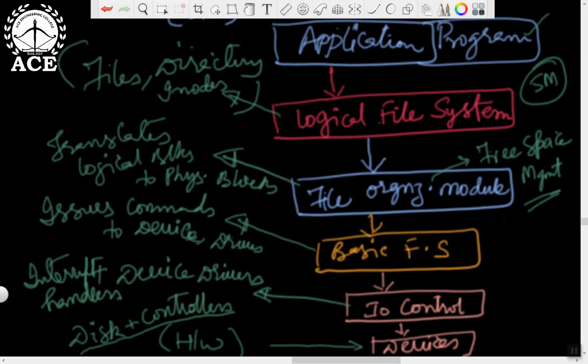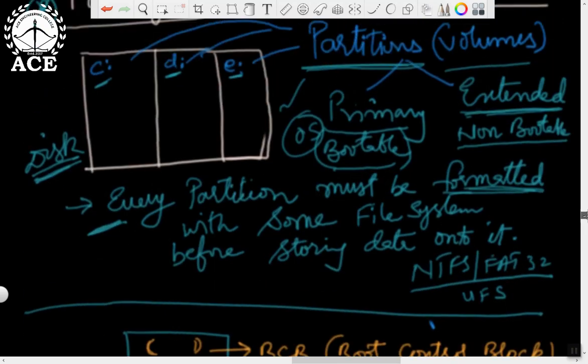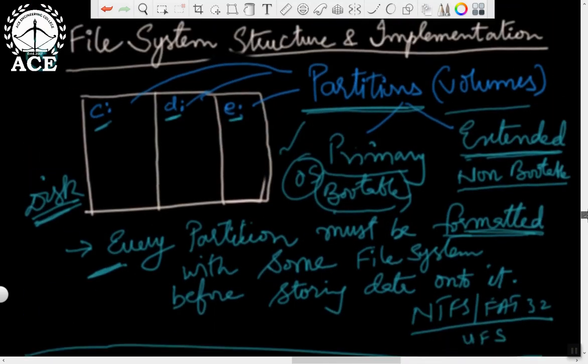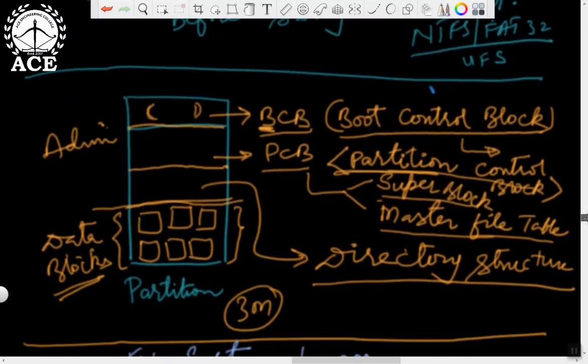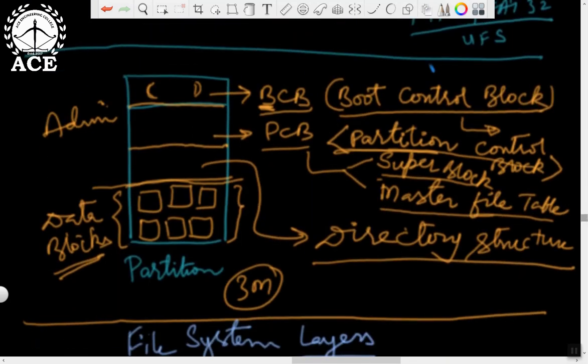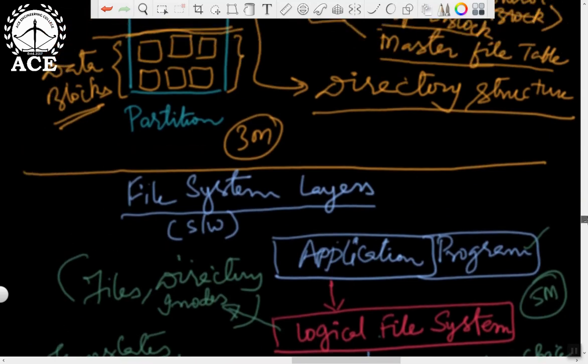Okay. So here in this lecture we have seen what is the structure of disk. Disk is divided into partitions. Partitions are of 2 types. What are the 2 types? Primary and extended. Remember that? Primary partitions are bootable, extended partitions are non-bootable. Then every partition has to be formatted with some file system. When I format it, I will get BCB, I will get PCB, I will have directory structure, and then the data blocks. Okay, so whether it is primary partition or extended partition, it has to be formatted.